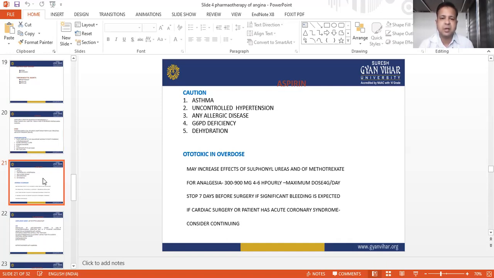For analgesia, 300 to 900 mg 4 to 6 hourly. Maximum dose 4 gram per day. Stop 7 days before surgery if significant bleeding is expected. If cardiac surgery or patient has acute coronary syndrome, consider continuing.